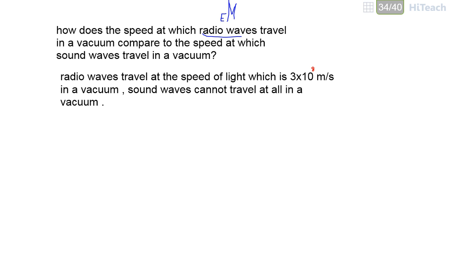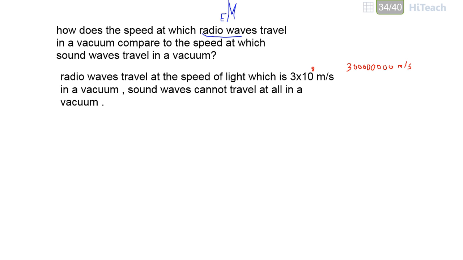So this number is the same as you say, which is 3, and you have to put 8 zeros in front of it, counting 1, 2, 3, 4, 5, 6, 7, 8, meter per second. This is the speed of light.